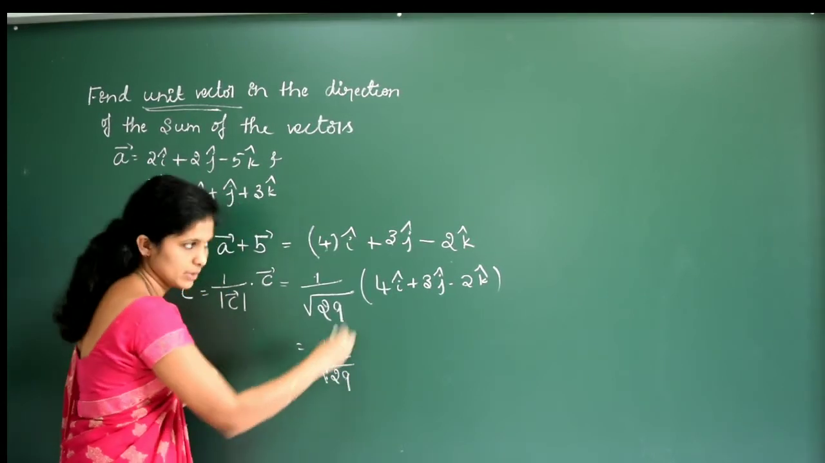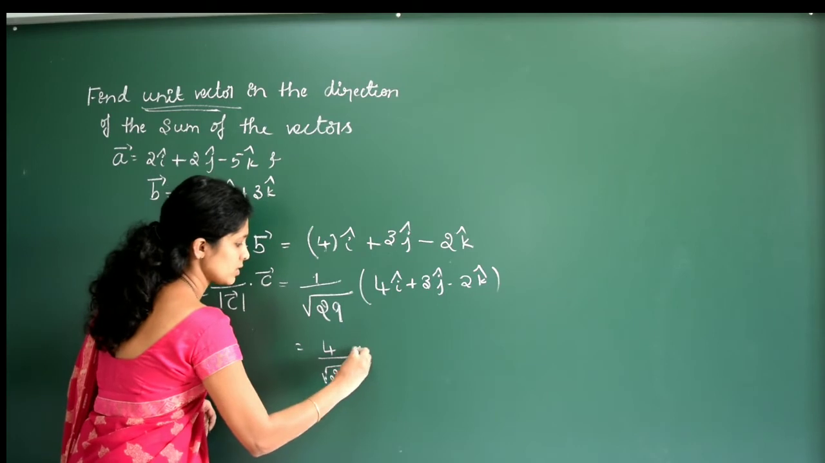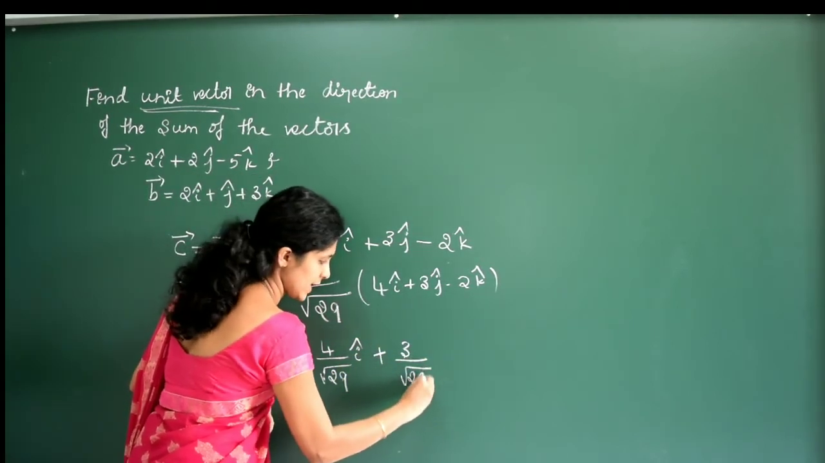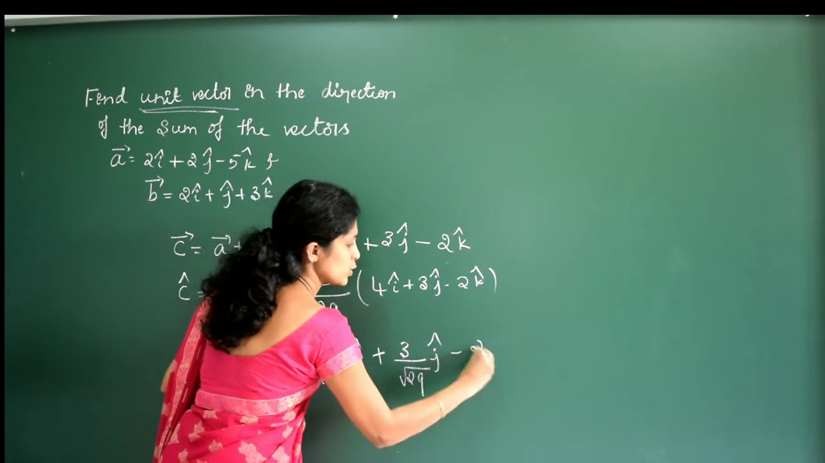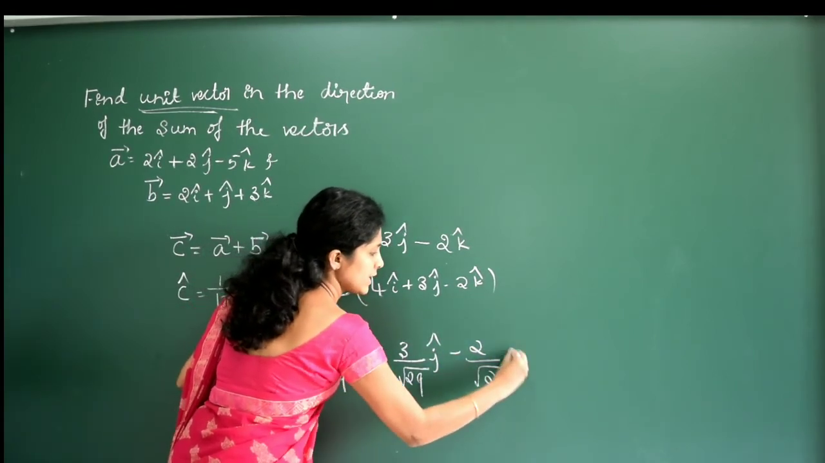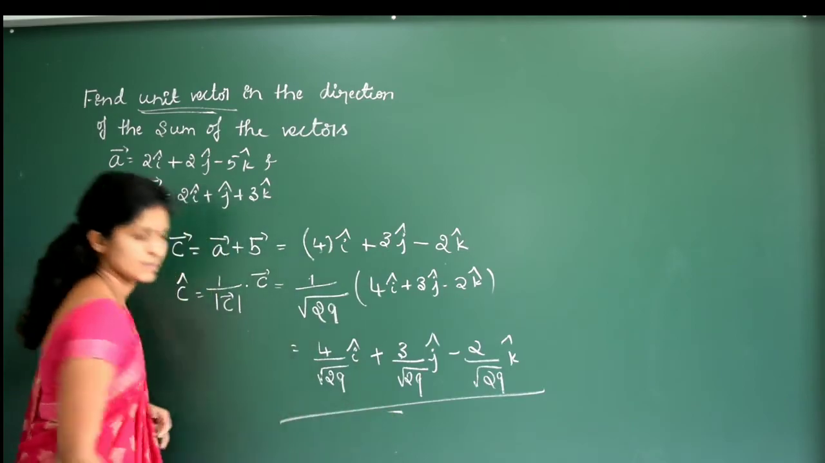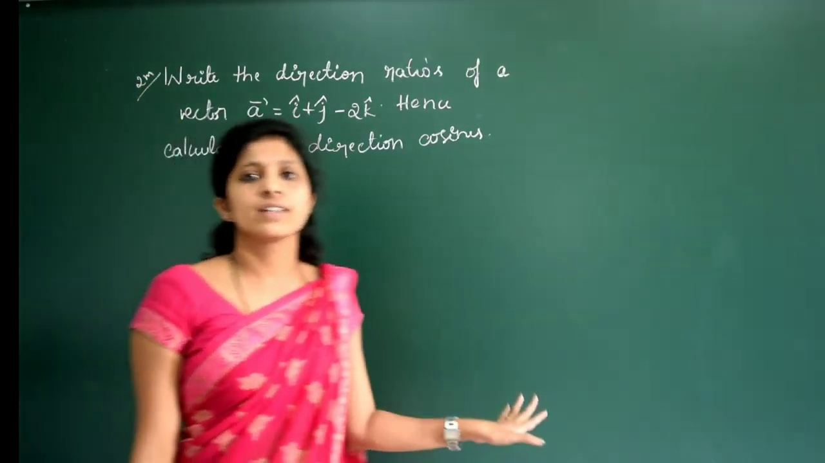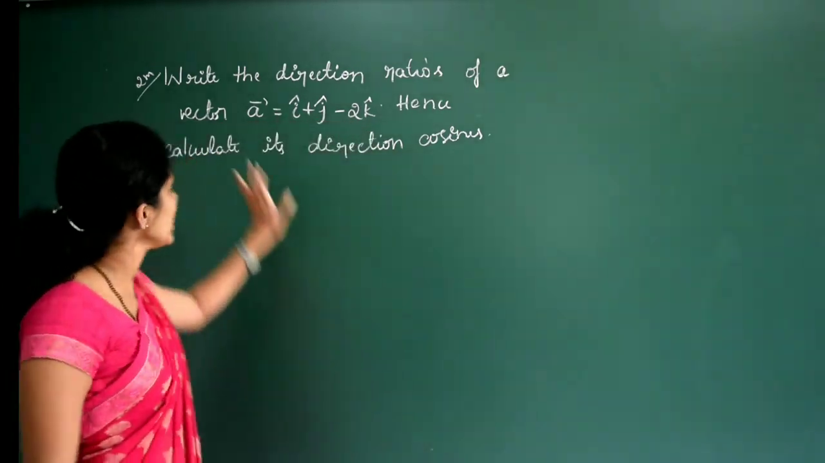You have to expand it, you have to write like this: 4 by root 29 i cap plus 3 by root 29 j cap minus 2 by root 29 k cap. So this is the answer. And this vector algebra chapter is the easiest chapter, everyone can solve. Simple problems are there. Okay, see this one.